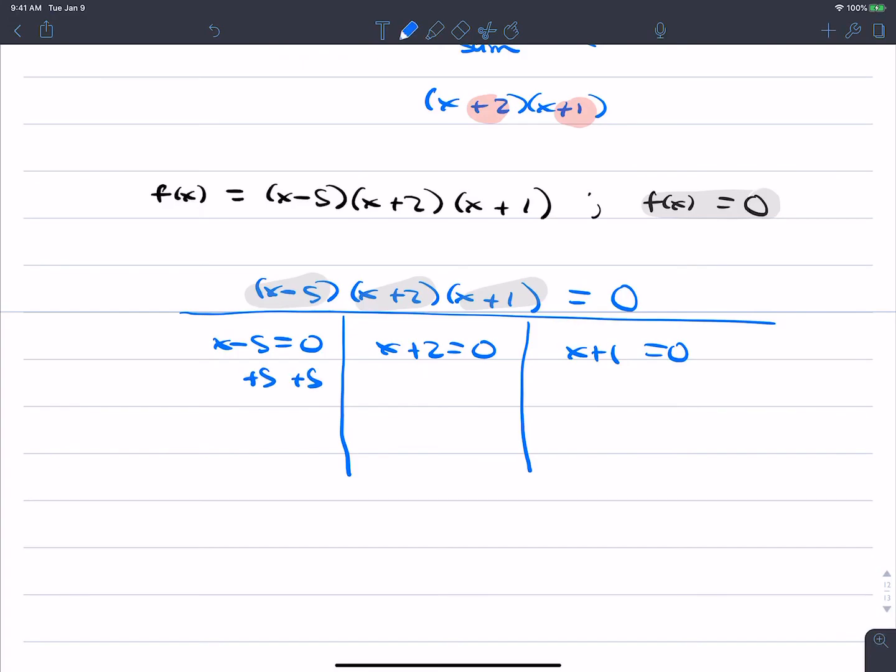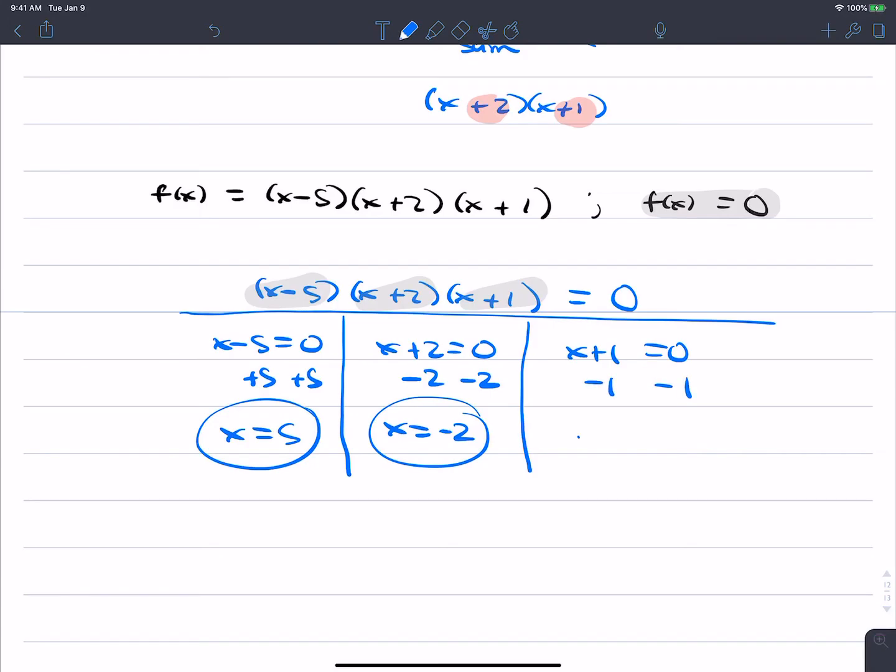So add your 5 here. X equals 5 is called a 0. Well, we already knew that. Subtract your 2. X is negative 2 is another 0. Subtract your 1. X is negative 1 is the last 0. So we could label these. These are the zeros of the function, also called roots of the function. They're also the x-intercepts. This is what they want us to do.